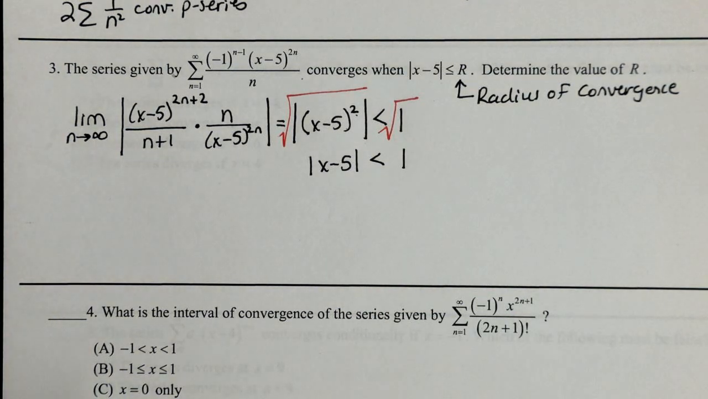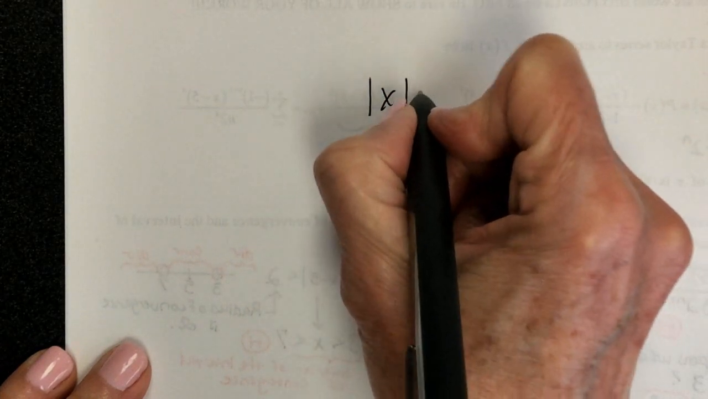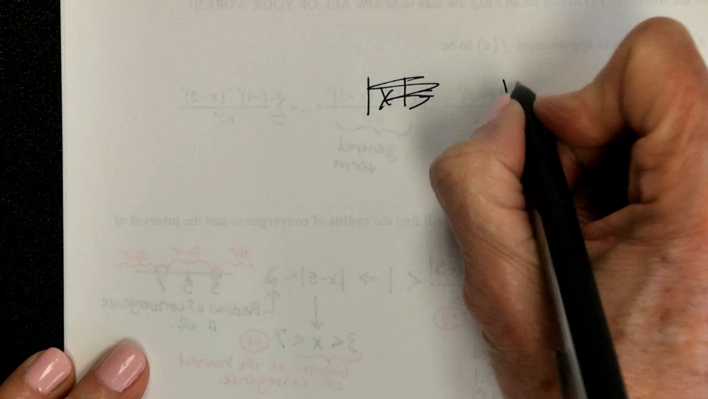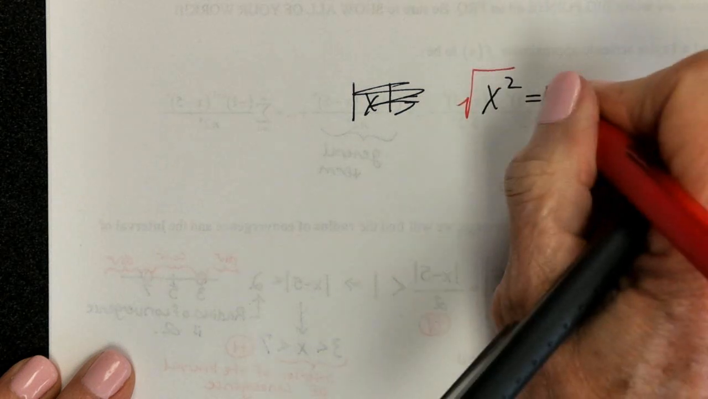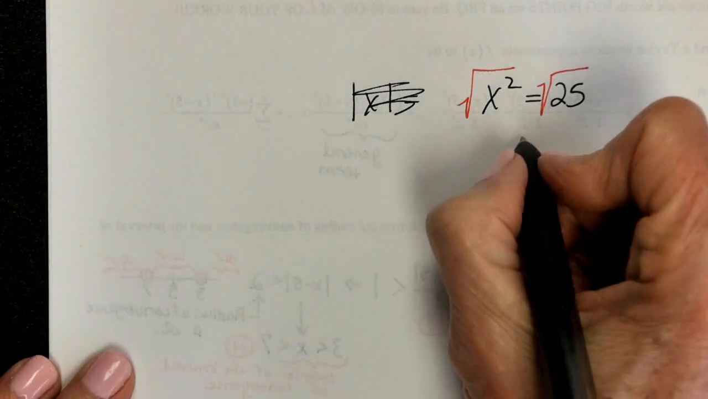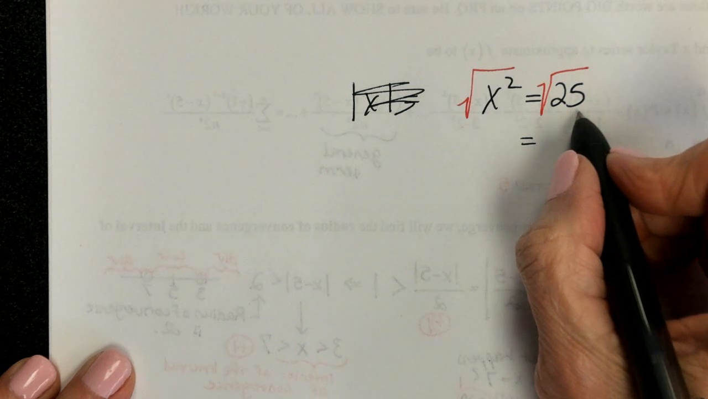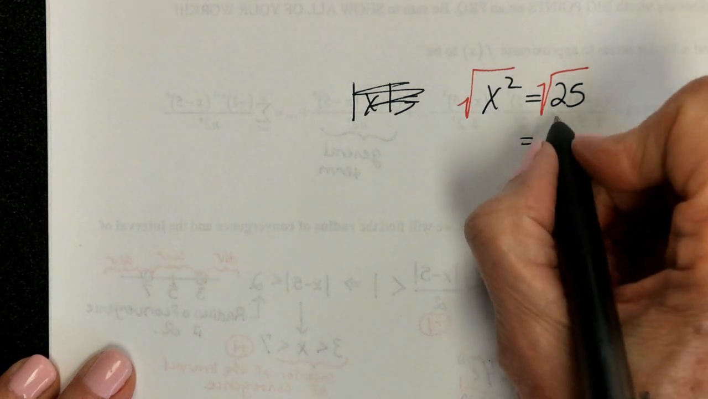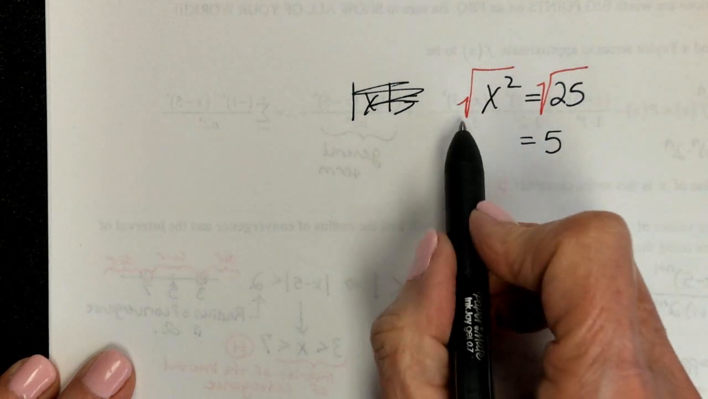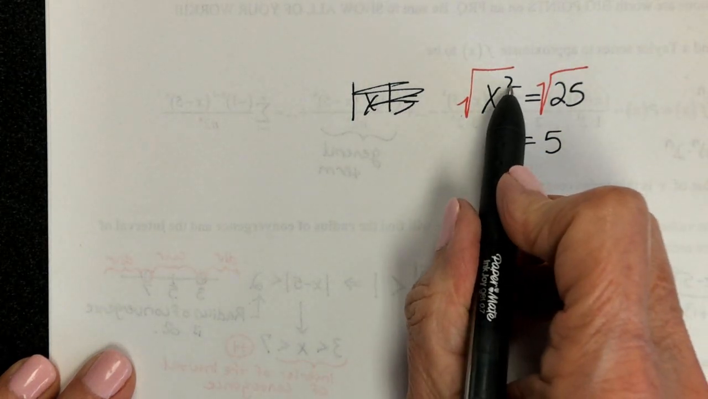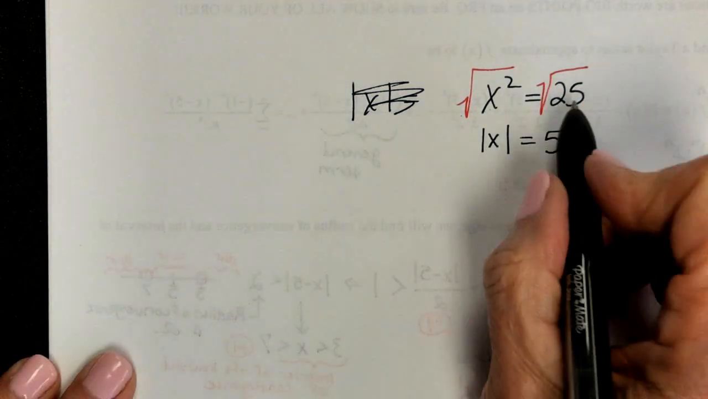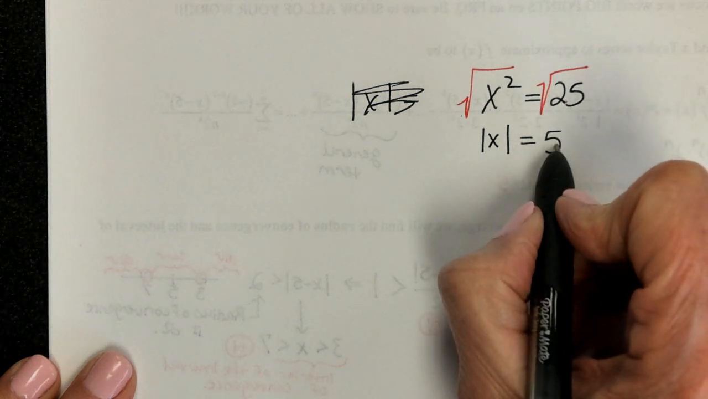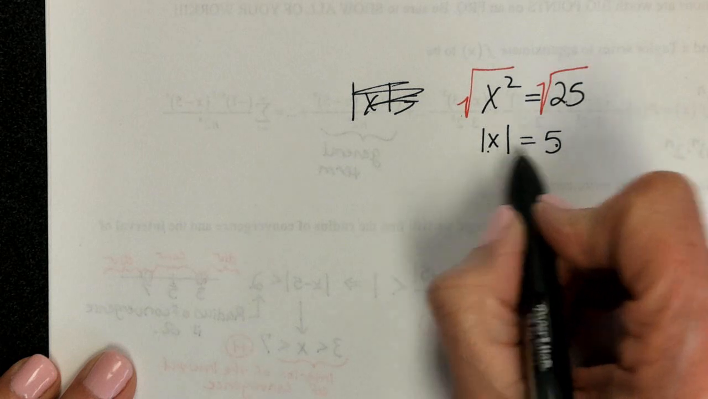Sidetrack, really quickly. If you are solving this equation, and you come in and square root both sides, the square root of 25 is not plus or minus 5. The square root of 25 is just 5. The square root of x squared is not just x, though. This is the absolute value of x, just like this is the absolute value of the square root of 25. Okay? The absolute value of that.